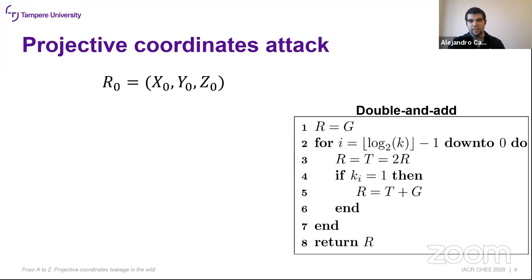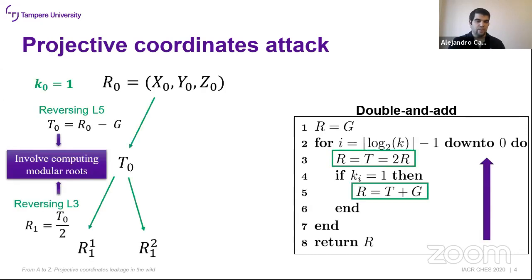Let's start with the double-and-add algorithm, and let's assume that the attacker knows the projective representation of R. Starting from this information, the attacker guesses that the last processed bit was a 1. So we have to reverse the addition operation and a double. This operation requires computing modular roots. Sometimes they exist, sometimes they don't.